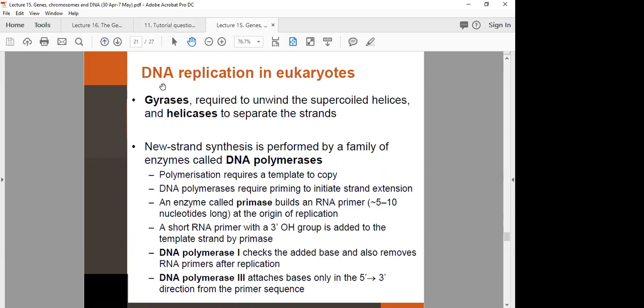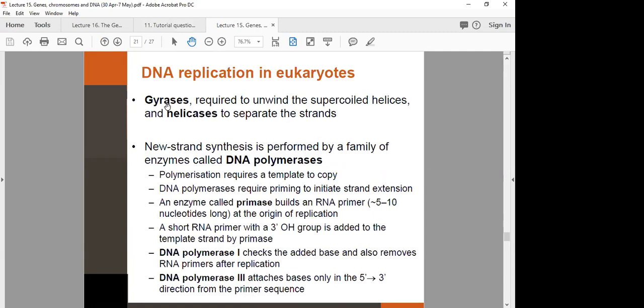All right, so DNA replication in eukaryotes. Firstly, we need to unwind the DNA double helix because it's all coiled up, remember? So it has to be unwound, and this is possible through the action of an enzyme called a gyrase enzyme, and that will unwind the DNA.